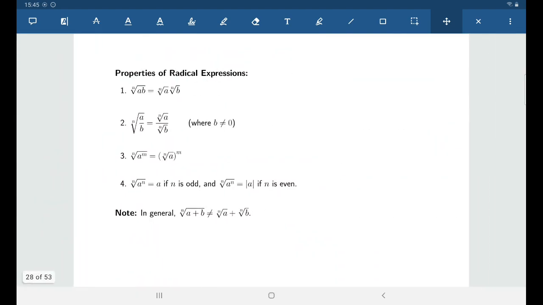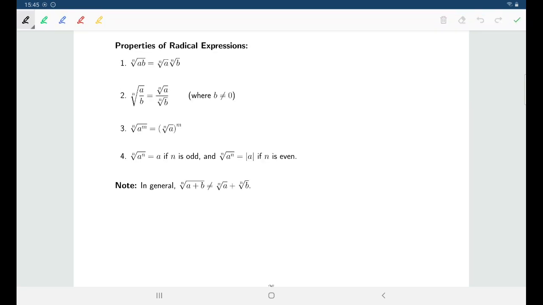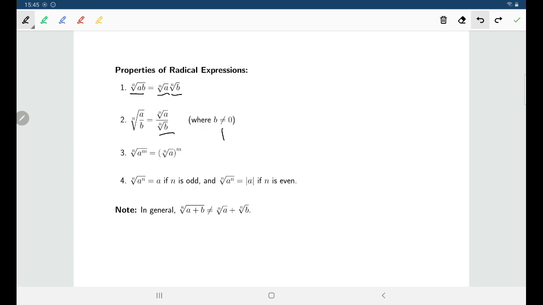Now, there's a bunch of properties for these radicals, and some of these you will remember from days gone by. For example, if we've got a root of some things multiplied together, you could write that as a product of those individual factors that are each under a root. Same thing for a fraction inside of a root. That's the root of the numerator over the root of the denominator. Here, of course, the denominator can't be 0.